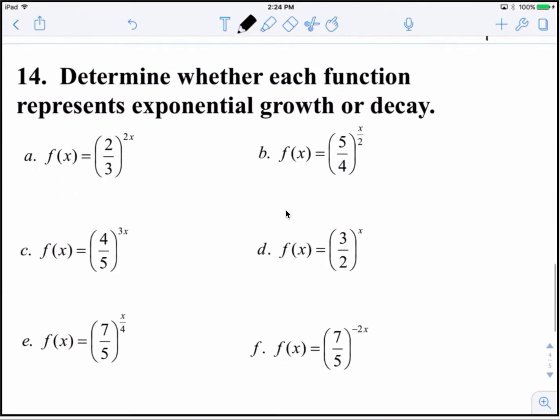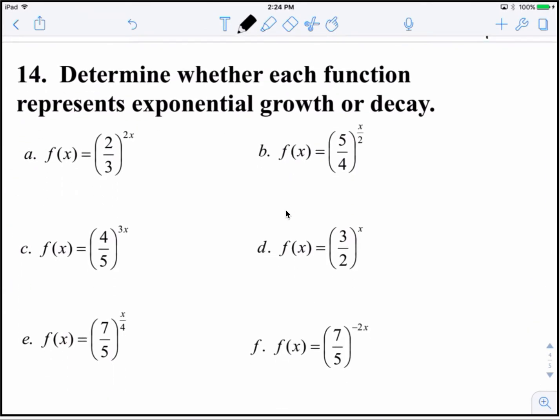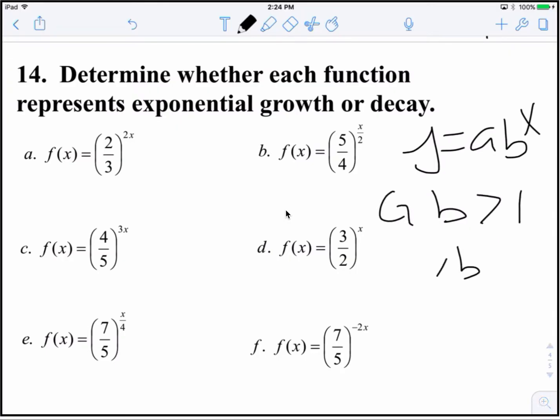Okay, let's move on to number 14. For number 14, all of those equations look like exponential equations, right? The question asks us to determine whether each function represents exponential growth or decay. Even before we start, let's understand what growth means. Our exponential equation is y equal to a times b to the x power. If b is greater than 1, then it's growth. And if b is somewhere between 0 and 1, then it's decay.